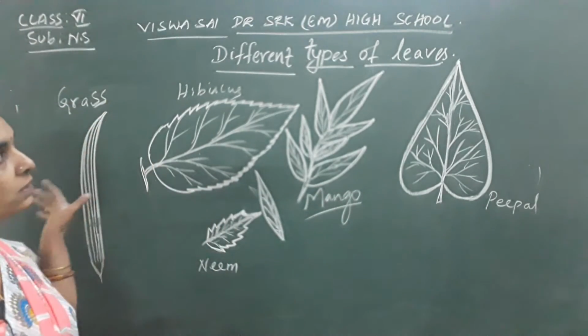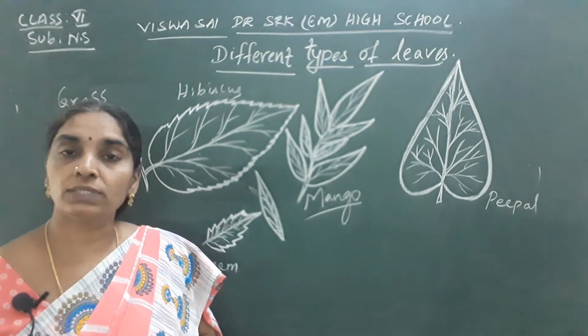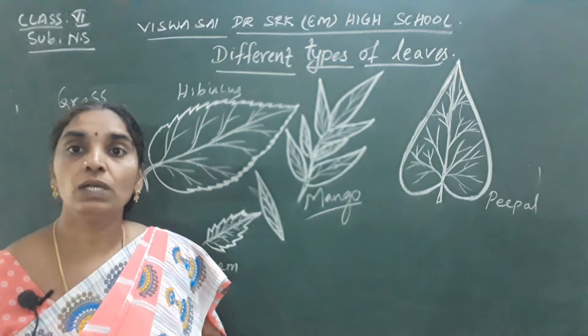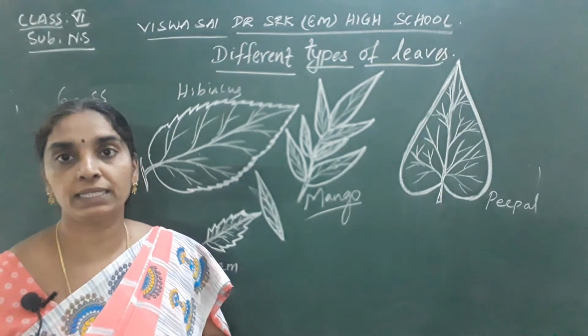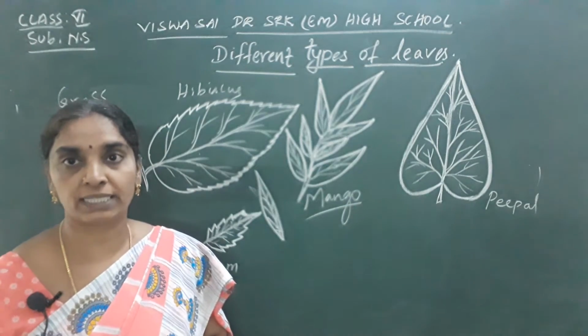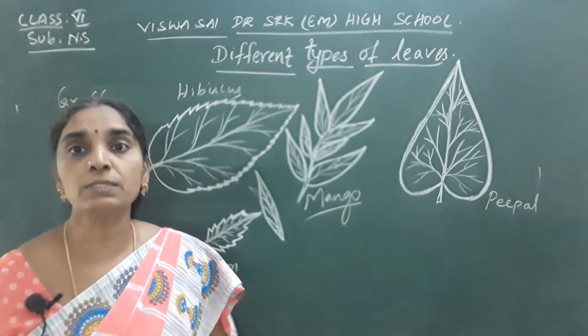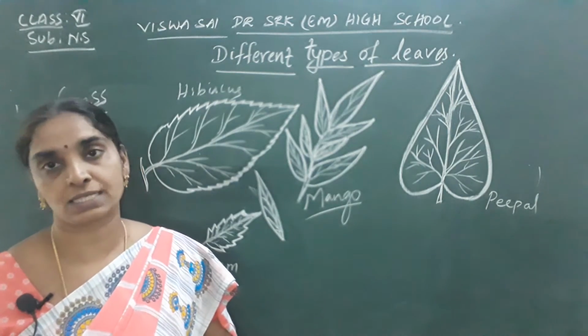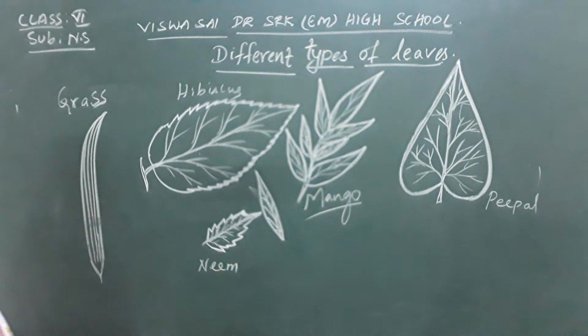So this is about the different types of leaves. Hope you have understood now the different types of leaves, and now we'll do the activity which is given in your textbook and complete that activity now. Hope you have understood these types of leaves, and now all the exercise part we'll do in today's class. Okay, children, draw the types of leaves.